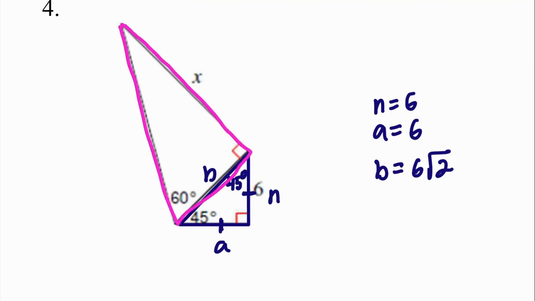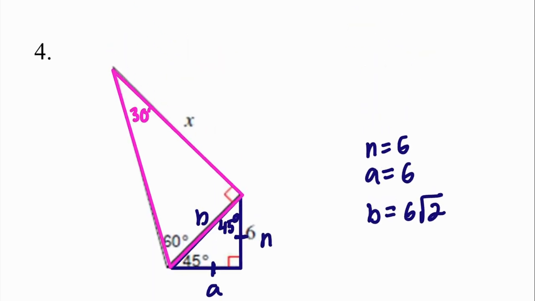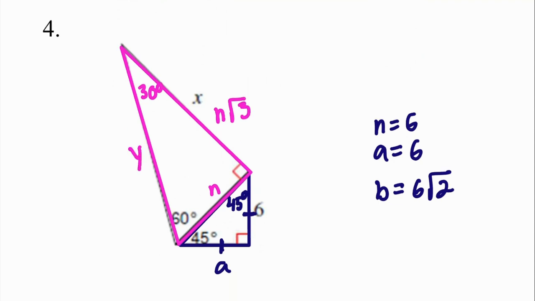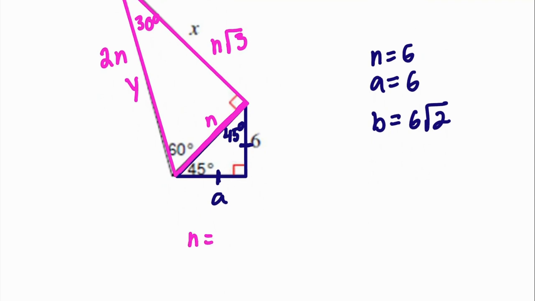which this one we should hopefully see is a 30, 60, 90 triangle. So here, that shortest side again is across from the 30 degrees. So this is going to be our n now. So then the longer leg is going to be n times the square root of 3. And the hypotenuse, which I'm going to call y, is going to be 2 times n. So we have to find this new n now. So in this second figure, that n is the same thing as the b, the hypotenuse from the previous problem. So in that second picture, n is going to be 6 square root 2. Again, the same thing as the b that we just found.